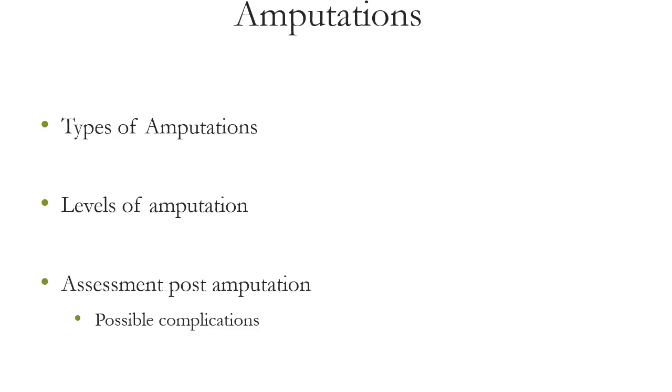And our assessment after a patient has had an amputation, we want to check the incision, obviously, for healing. We want to check for the color of the skin. It should be pink and warm, but not bright red and hot. We don't want it to be pale or cyanotic or dark, which could indicate poor circulation to that amputation site.